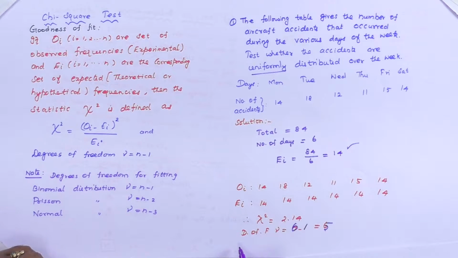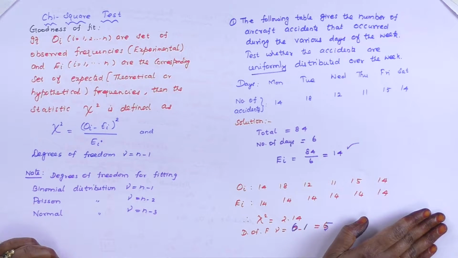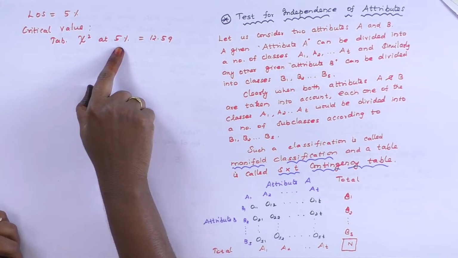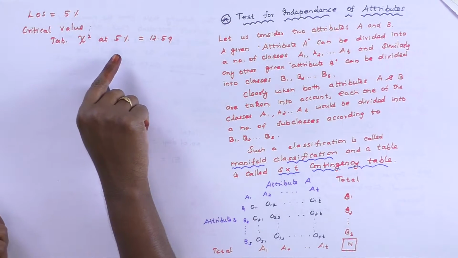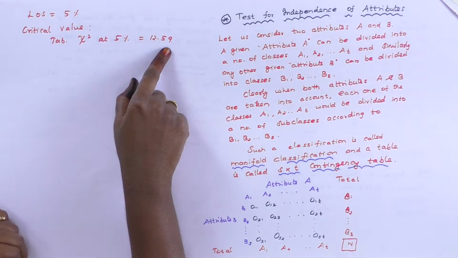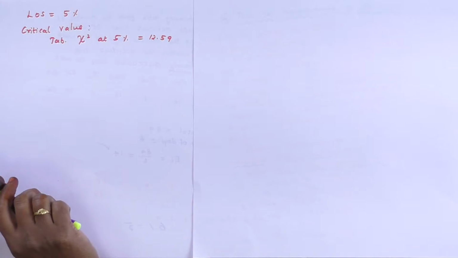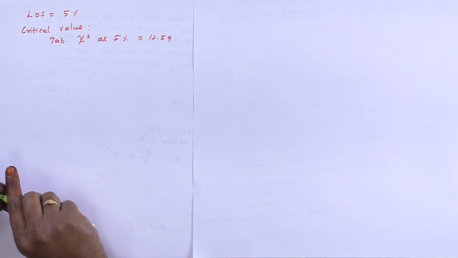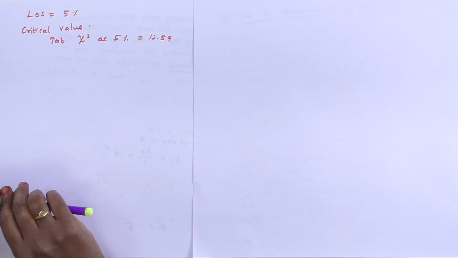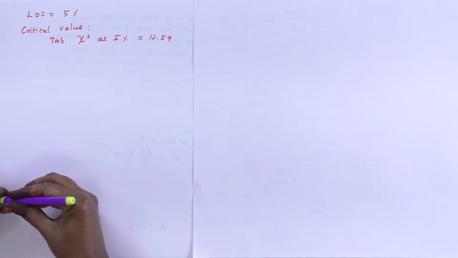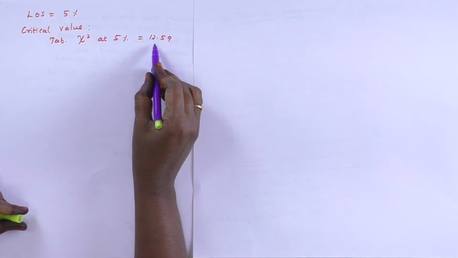Next we choose the level of significance. The level of significance alpha is 5%, and then we find the table value for the chi-square distribution. The critical value from the chi-square table for 5 degrees of freedom at the 5% level is 12.59.